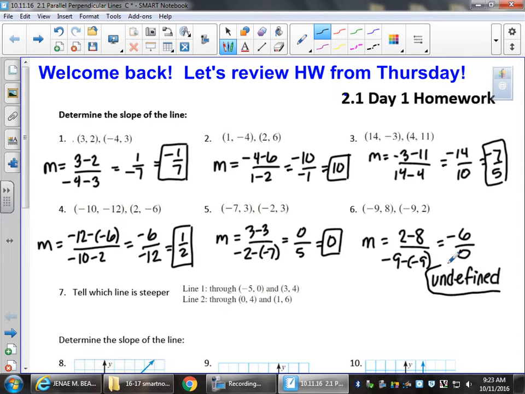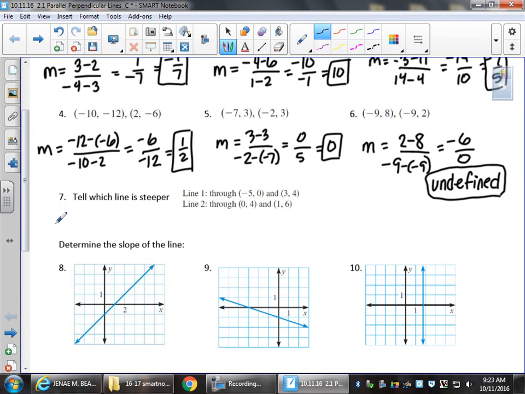For number 6, how come I had put 2 plus 8? Because there's no negative. But it's 2 minus 8, right? y2 minus y1. Subtraction is in the slope equation. Oh, yeah. Let's tell which line is steeper. So let's calculate the slope of line 1. 4 minus 0 divided by 3 minus -5.